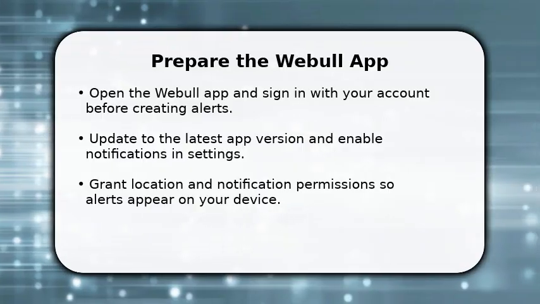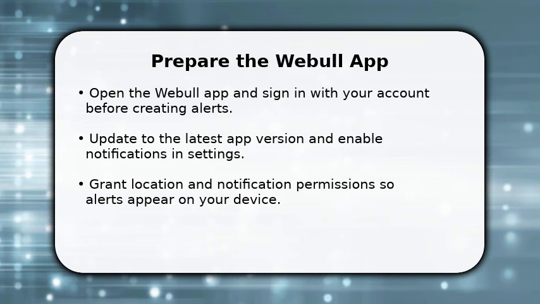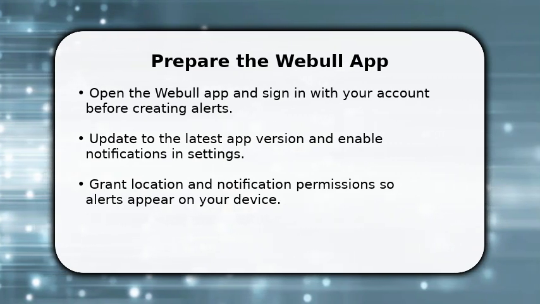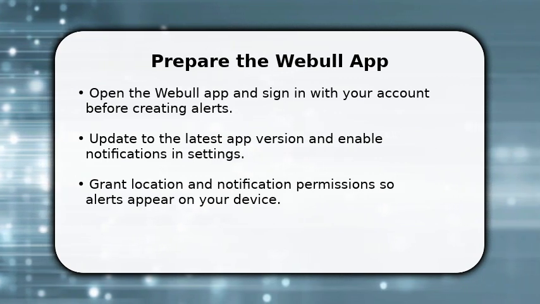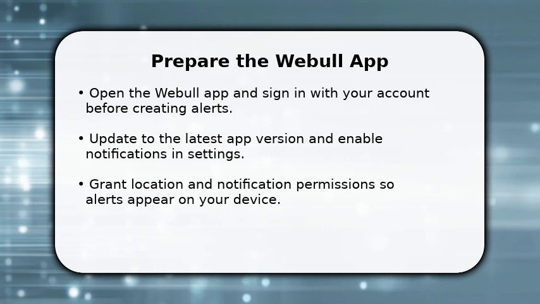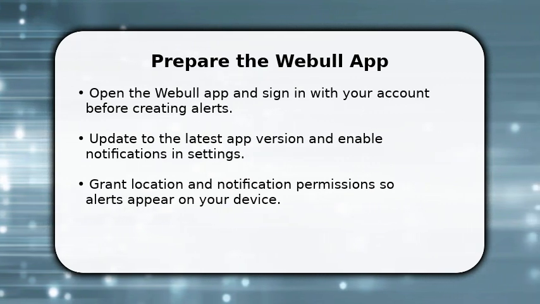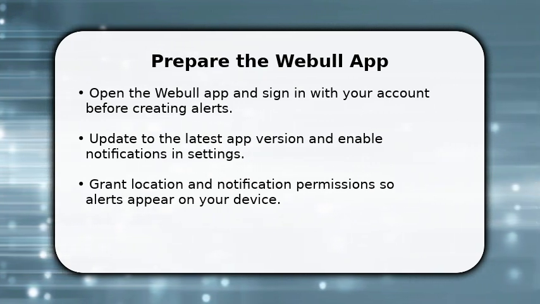Open the Webull app and sign in with your account before creating alerts. Confirm you have a standard or margin account active. Alert options are identical for both. Update to the latest app version in the App Store or Google Play and enable notifications in Webull settings.